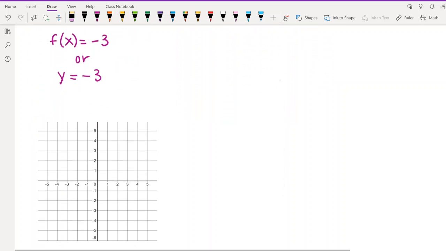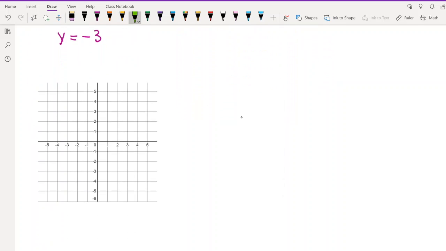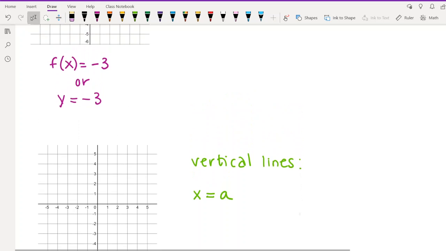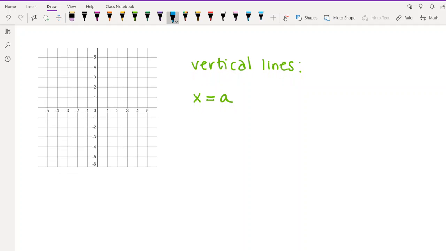Okay, what about vertical lines? Well, if the way that you write a horizontal line is y is equal to a number, vertical lines you write in the form x is equal to some number. So we'll see that you actually cannot write a vertical line using function notation. Let me start by sketching an example, and then we'll talk about why you can't use function notation.